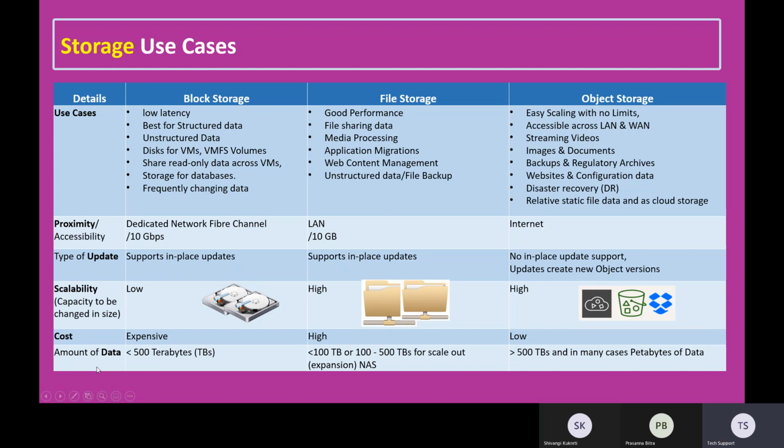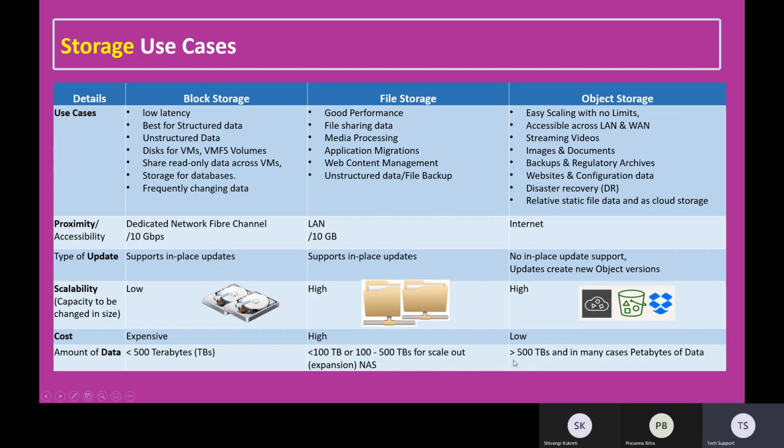And the amount of data. Normally, what is the preference to use block storage? If your data is less than 500 TB, it's okay to go with block storage. That means you can buy internal sandboxes or NAS boxes for block storage. For file storage, if your data is less than 100 TB or 100 to 500 TB, the recommendation is that, in order to expand, we can use NAS boxes. NAS means network attached storage boxes.